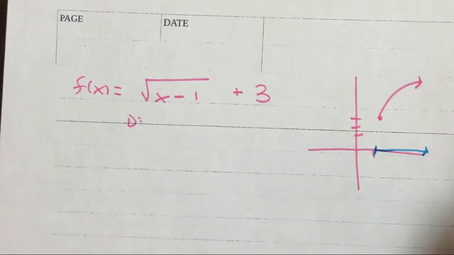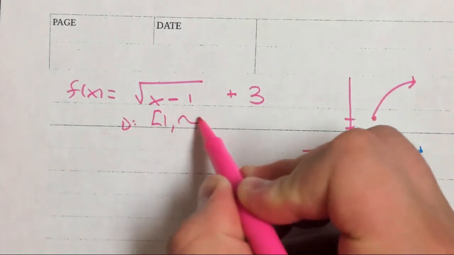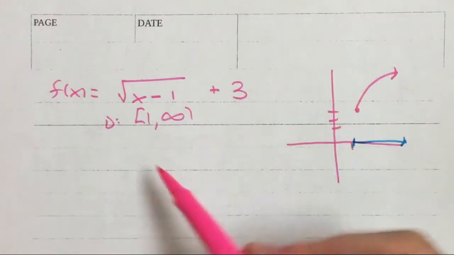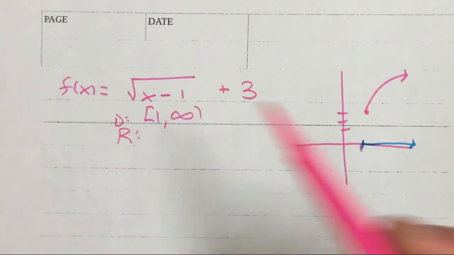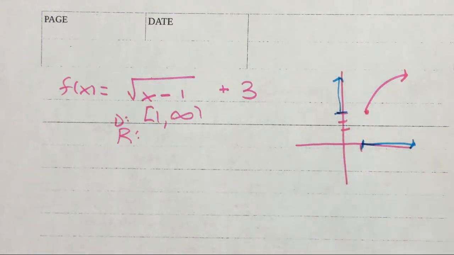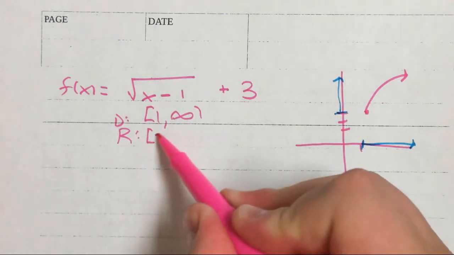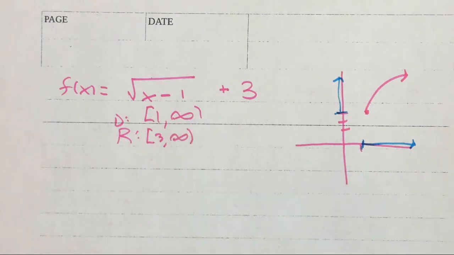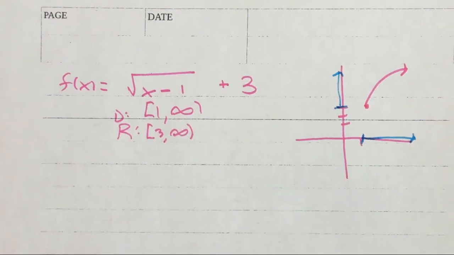And you're right, it's going to go 1 to infinity, because that's the x values that are being used. How about the range? Yeah, good. 3 to infinity. Both with brackets, because it equals it there.